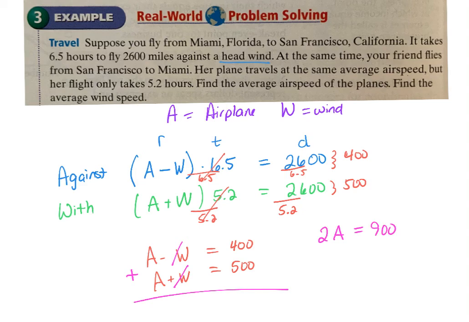So how fast was the airplane going? 900 divided by 2. 450 miles per hour. Now, I actually have these two equations set up. 450 minus something equals 400. 450 plus something equals 500. How fast was the wind? If I go back to these, the airplane, 450 minus the wind is 400. How much was the wind? 50. So my airplane was going 450. My wind was 50 miles an hour.